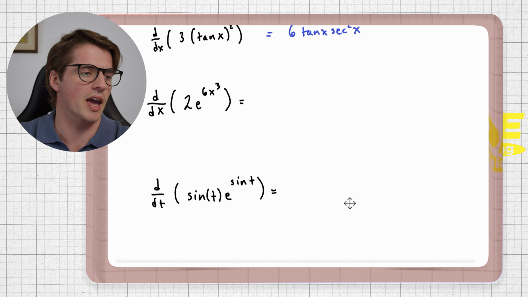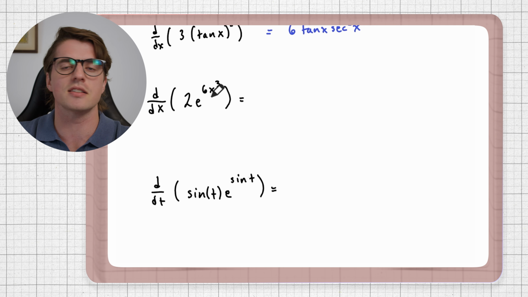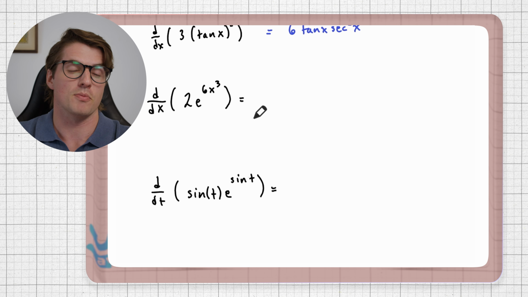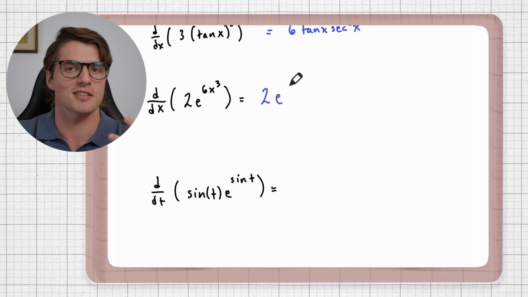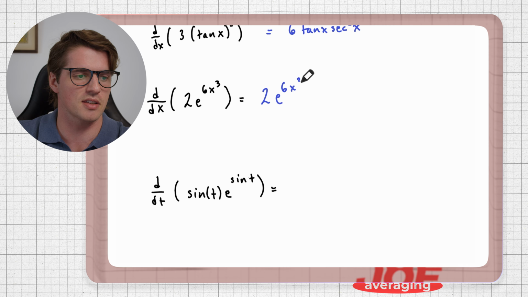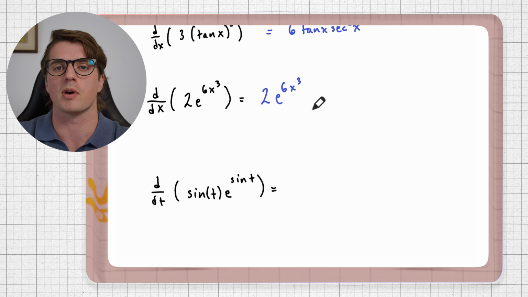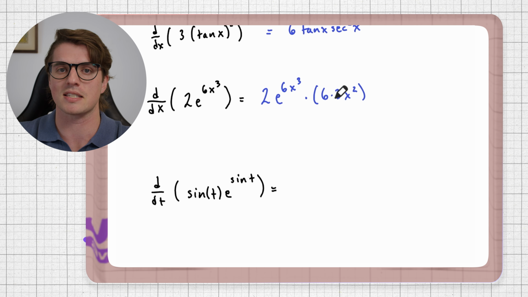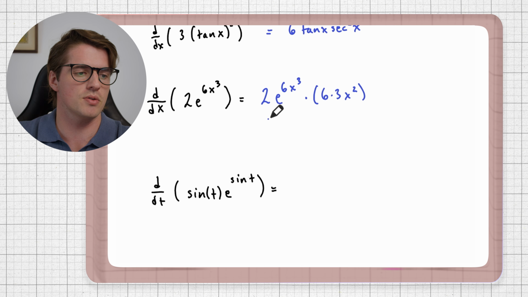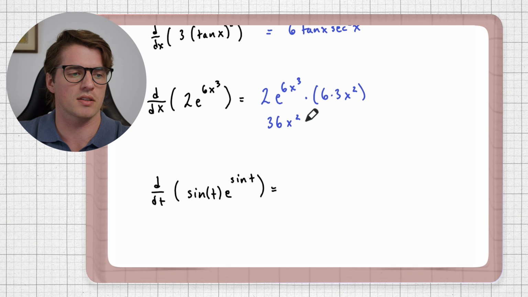Moving on, we have the derivative of 2e to the 6x cubed. You might remember the derivative of e to the x is just e to the x. So the outside function is e to the something. So e to the something stays e to the something, 2e to the 6x cubed. And then we multiply by the derivative of the inside, 6x cubed. So that would be 6 times 3, x squared. Putting this all together, we have 2 times 6 times 3, 18 times 2 is 36, x squared, e to the 6x cubed.